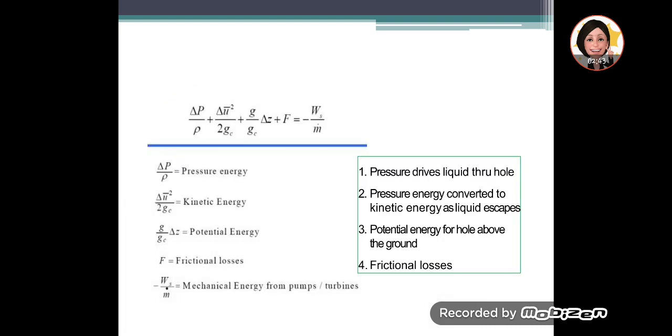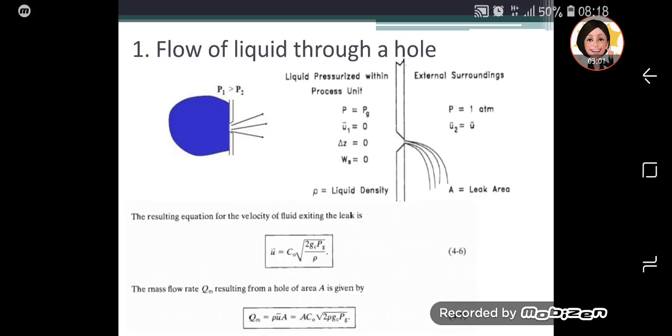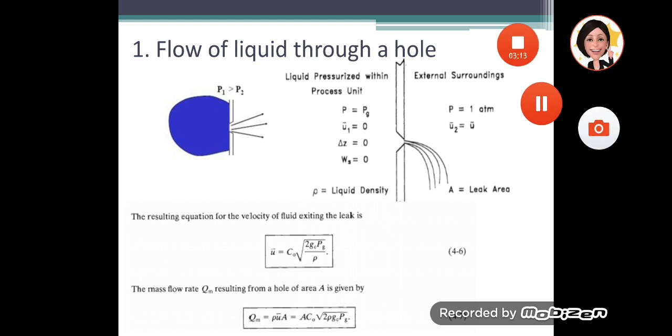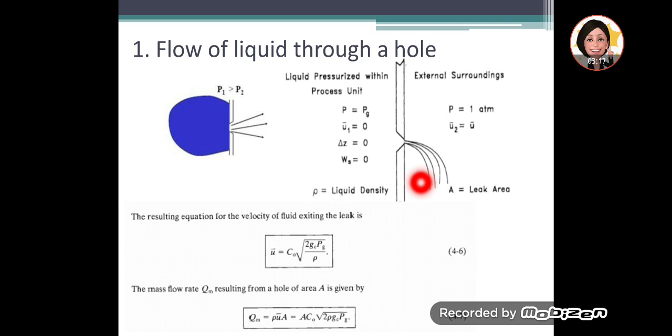If we go back to the previous equation of mechanical energy balance, for the first source model there is no potential energy, and there is also no mechanical energy from the pumps and turbine. So we use whatever is left to form a source model, and that model will give us these equations. The derivation of the equations is outlined in the textbook. Here I'm presenting the equations that will be useful for our calculation later. The first equation gives us the velocity of fluid exiting the leak.